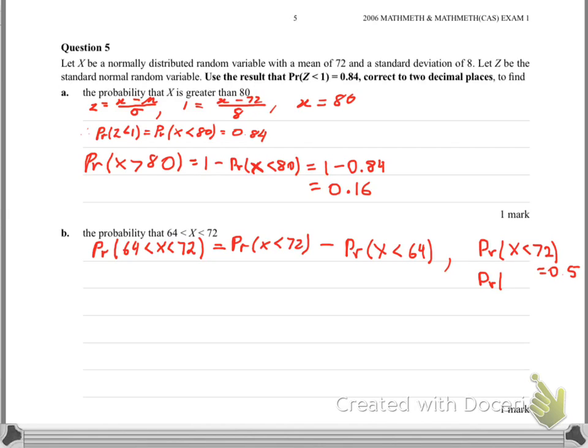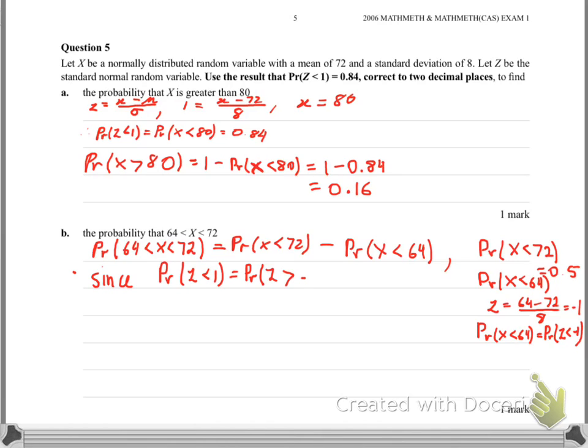Now the next part, x is less than 64, we need to consider what that is relative to the mean, or what that is as a z-score. So we can work out the z-score, it being -1, so they are the same in probabilities. The probability that x is less than 64 is the same as z is less than -1. And from the information, we know a little bit about some probabilities of z. That is, z less than 1 is equal to 0.84, and we can get this equivalent expression here.